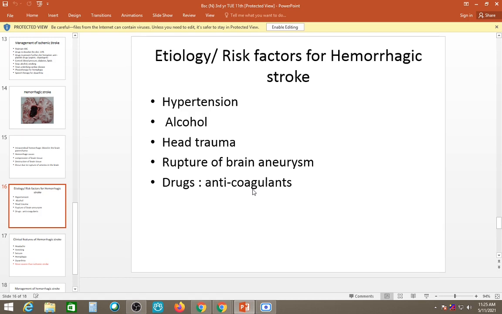Not only in the brain, they can cause bleeding in other parts of the body also. They can cause epistaxis, they can cause vomiting, hematemesis with blood, okay? And sometimes they can cause bleeding inside the brain if the dose is excessive. So this is another cause of hemorrhagic stroke.